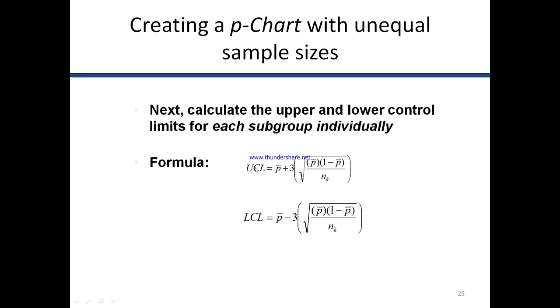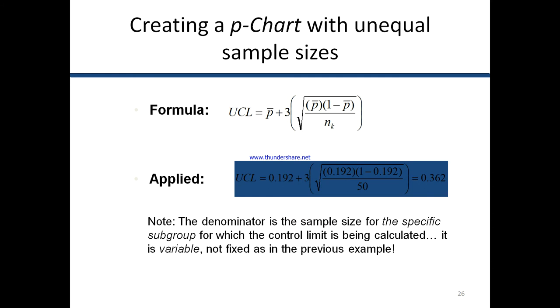That is, the upper control limit is p bar plus 3 times the square root of p bar into 1 minus p bar over nk. So nk is the sample size of the subgroup. So it is different. It's a variable. So based on the values, you have to substitute the value for nk and calculate the lower control limit and the upper control limit for each and every subgroup separately.